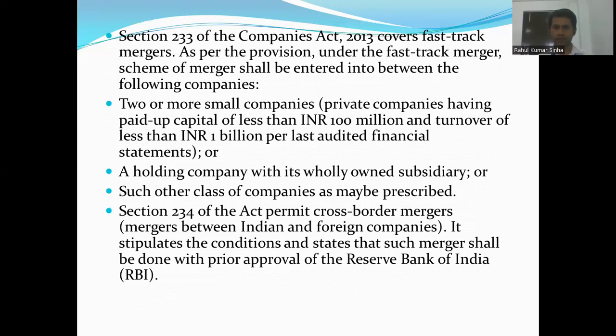Section 234 of this act permits cross-border mergers. It means the Indian company can merge with foreign companies. So Section 234 tells about cross-border merger, where the Indian company can merge with the foreign company. The conditions are defined there, and approval from RBI is to be taken before going for the cross-border merger.